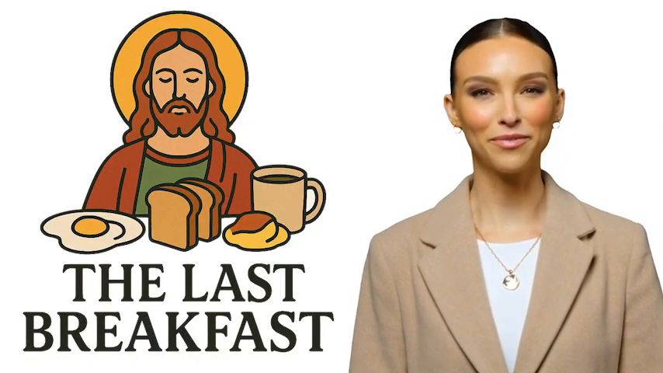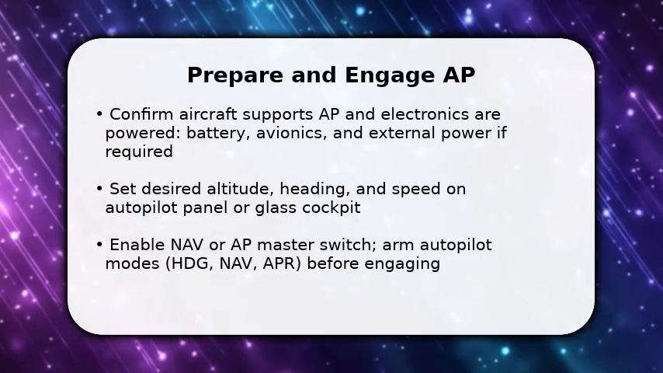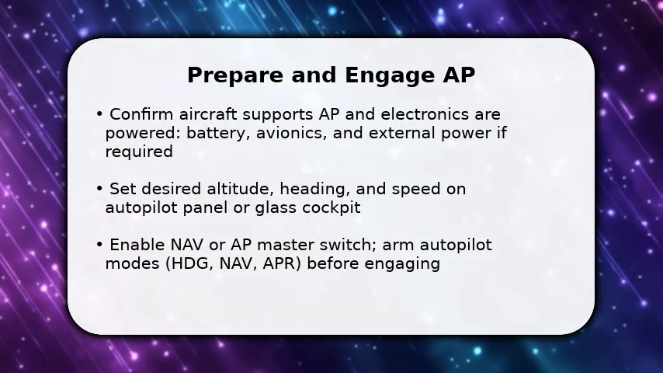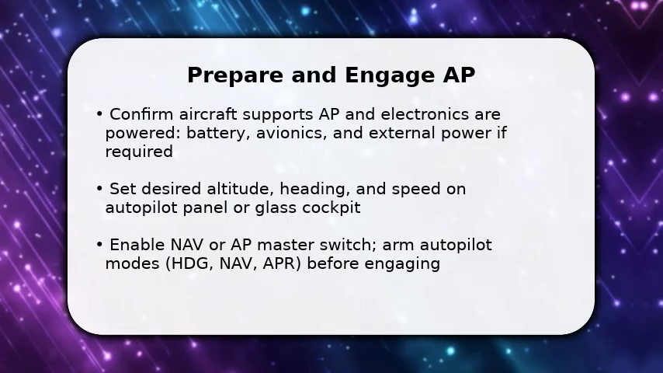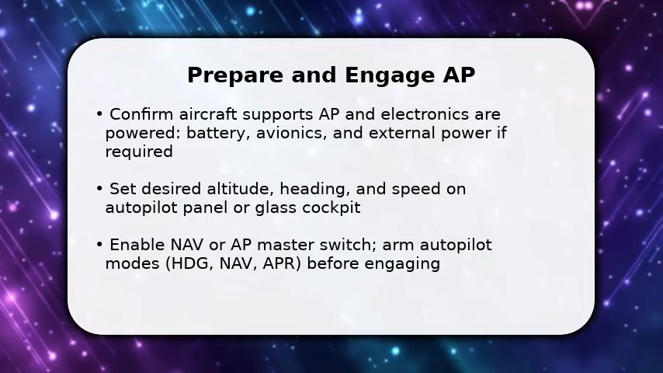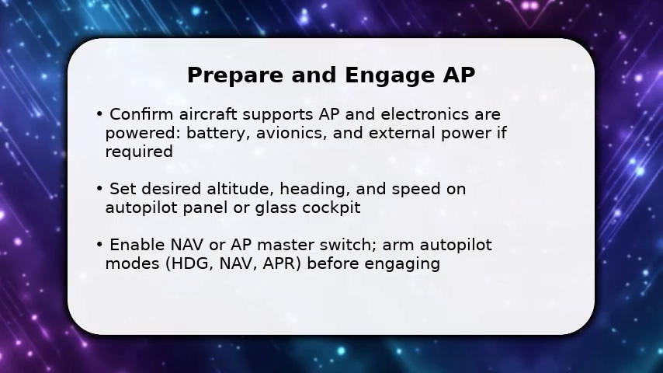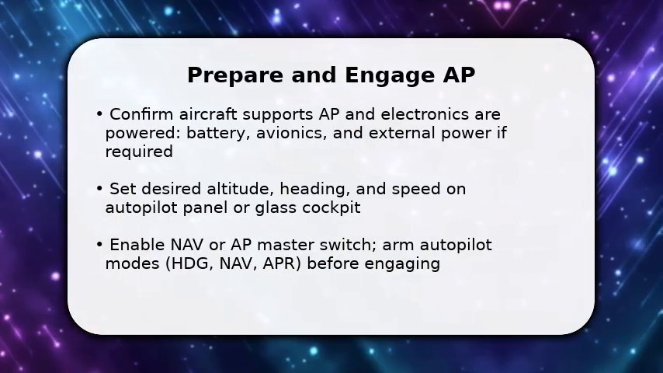Please enjoy the video. You start by making sure the aircraft is actually ready. Power the bus, verify the AP is present, and load a flight plan if you'll use NAV. Next, dial in your target altitude, heading, and indicated airspeed on the Autopilot or the G1000 style panel, because the Autopilot will fly what you set.